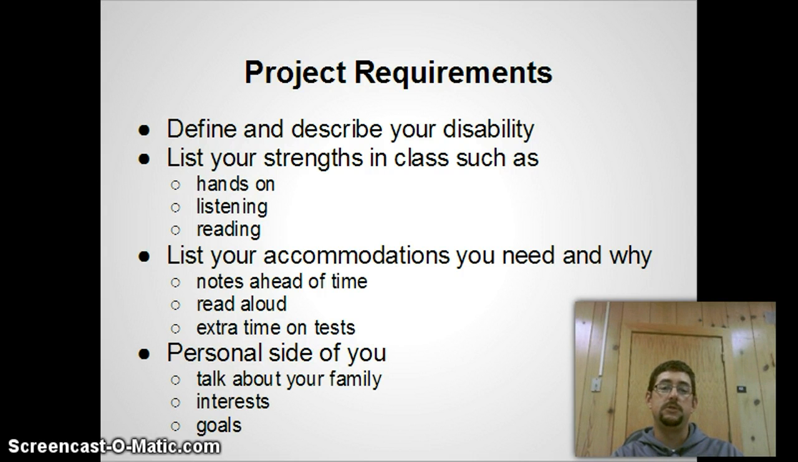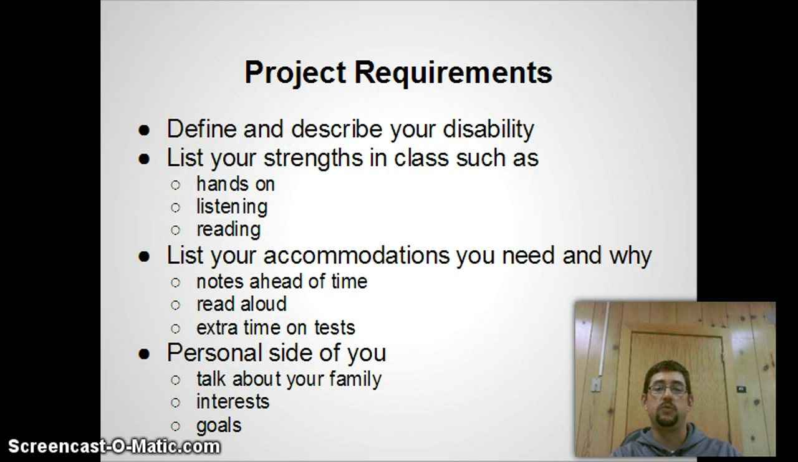You will need to list your strengths that you have in the classroom, such as if you're a good hands-on learner, you need to have that on there, or if your listening skills are very good. For example, if you are able to sit and listen to a teacher lecture and pick up the information that way, as long as you're not having to write down notes, you need to make sure you make that very clear. If you pick up information better by reading the information rather than listening, you need to note that in your presentation as well.